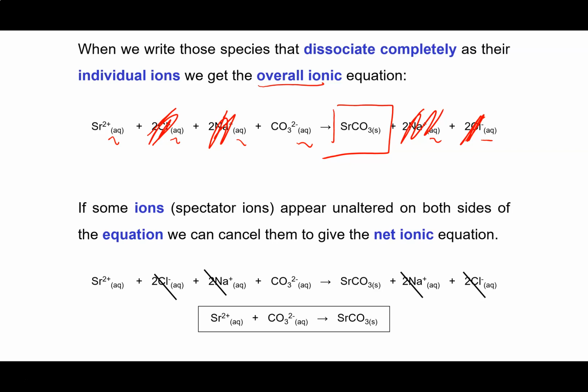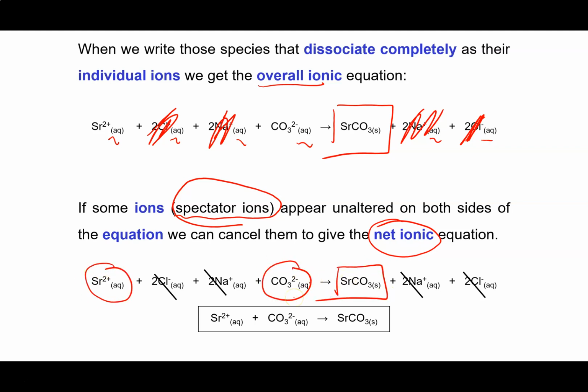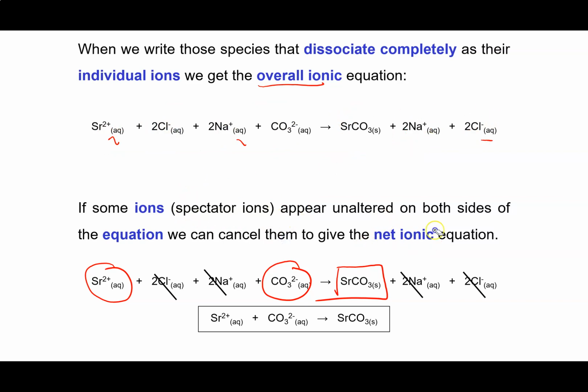When we cancel out these ions that are not changing form, we call them spectator ions, because they're just sitting there. What we're left with is this thing called the net ionic equation. It focuses our attention only on those things that are interacting. Now, I'm going to give you a little bit of a hint as to how you can very, very quickly get the net ionic equation.